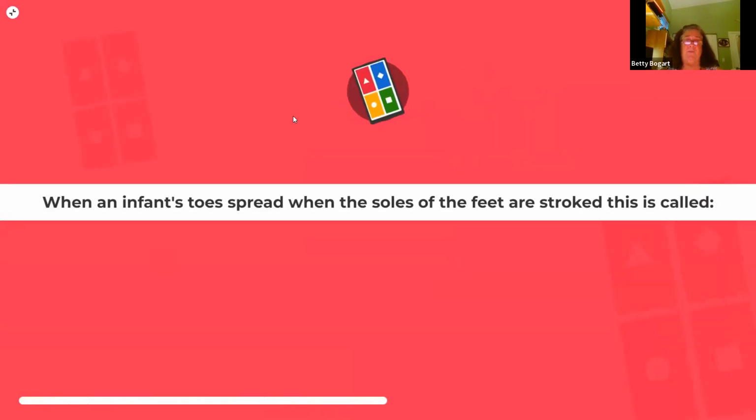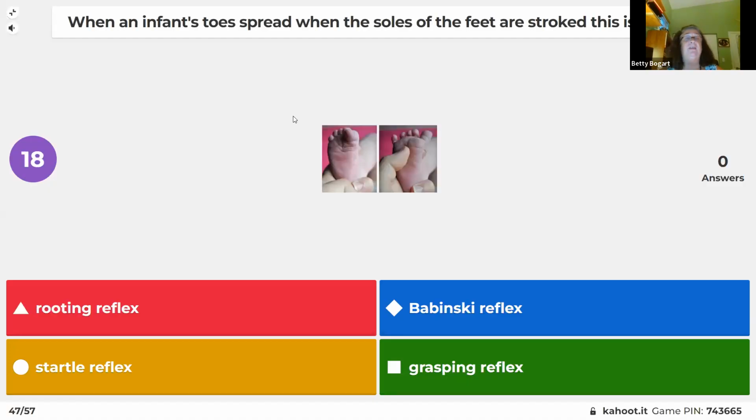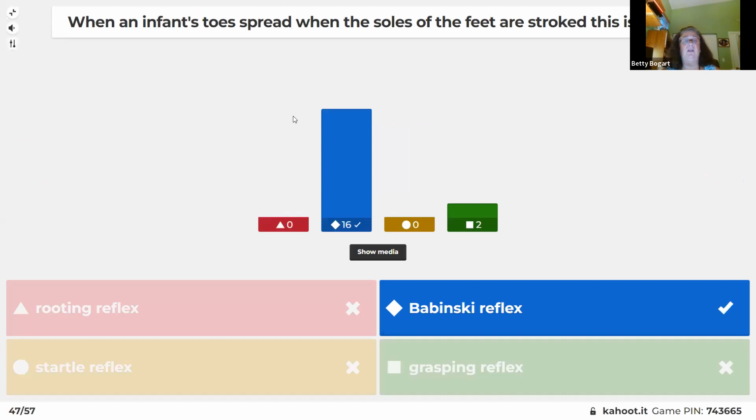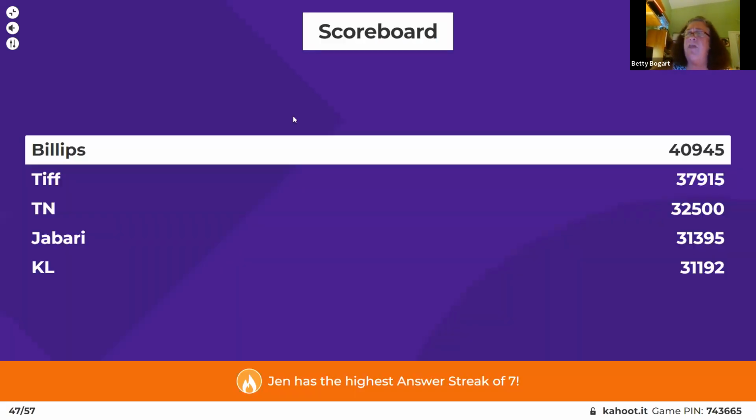When an infant's toes spread when the soles of the feet are stroked, this is called what? Same thing as adults. It's a reflex. And that is Babinski. Same thing. Rooting is when you stroke the little cheek and the baby goes for either the breast or the nipple to eat. Startle is when you make a loud noise or you hit the isolette they're in and their hands come up, their feet come up, they're startled. And the grasping is that, whether voluntary or reflex.